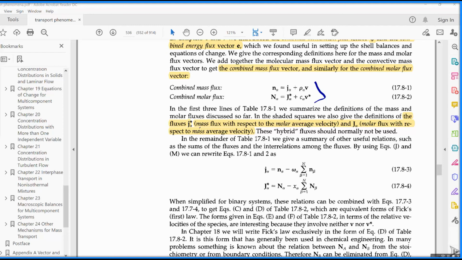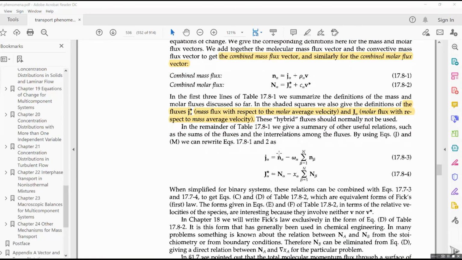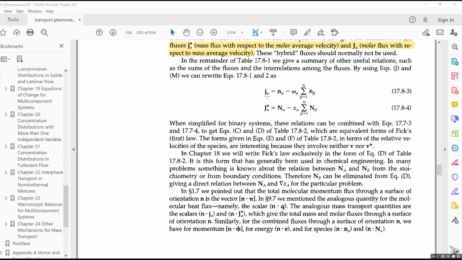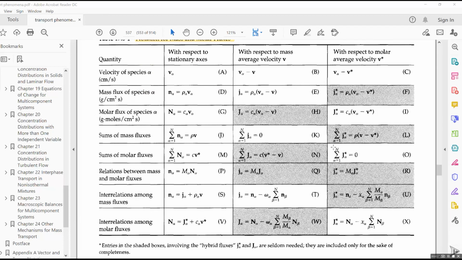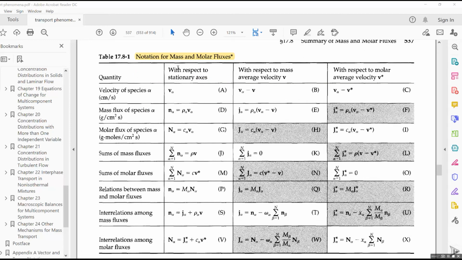In here, the fluxes J alpha star is the mass flux with respect to molar average velocity, and J alpha here is the molar flux with respect to mass average velocity. Okay, now again in the next part we can write these two relations also. Everything in this chapter is about the molecular transport of mass and the convective transport of mass.